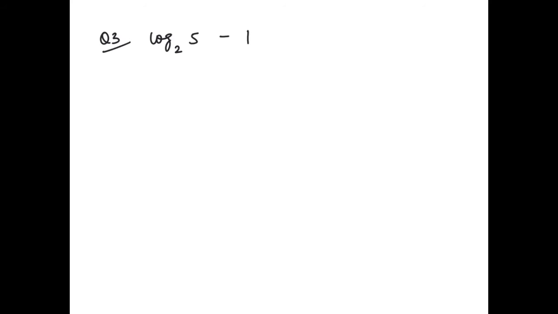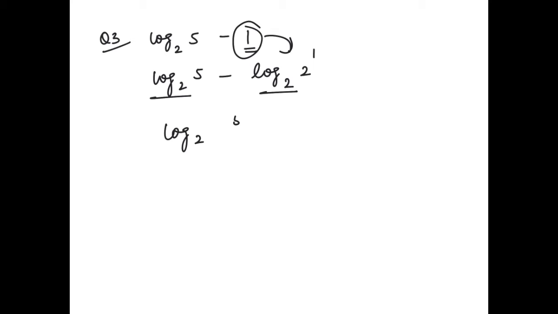Question number 3. Log base 2 of 5 minus 1. Now let's start this. We need to make it as log also. So it will be log base 2 of 5 minus log base 2 of 2, and 1 can be written as log base 2 of 2 to the power 1. So now these are the same. So it will say 5 over 2. So that's my answer.